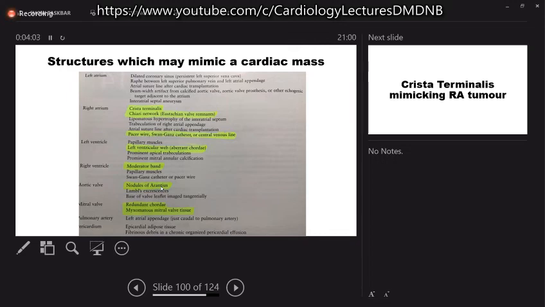In the mitral valve, sometimes the redundant chordae or a myxomatous mitral valve may also confuse you, and you may interpret it as a tumor mass or even sometimes an infective endocarditis vegetation. So you should be careful.